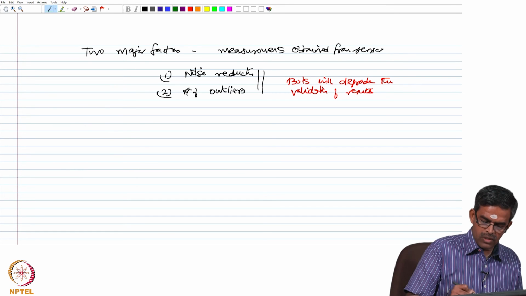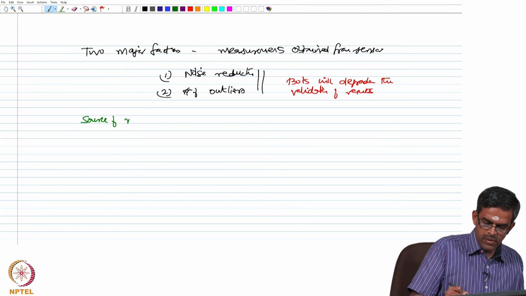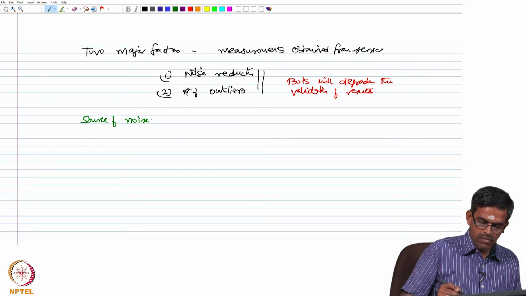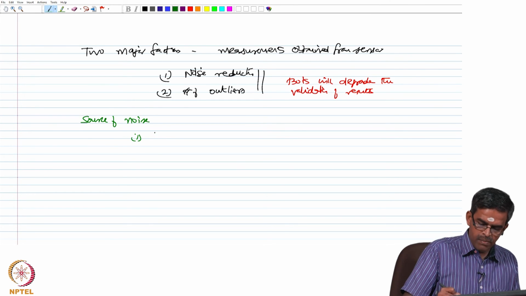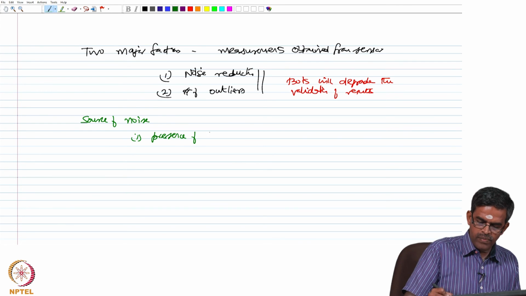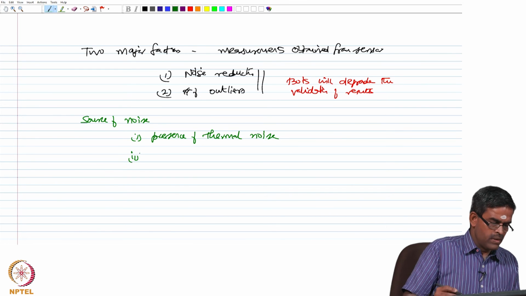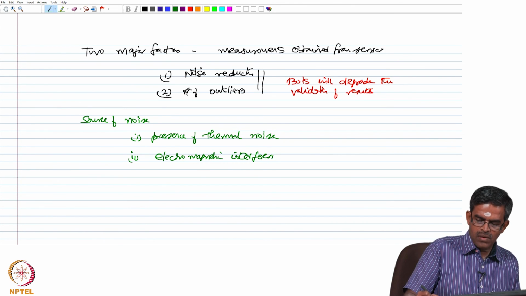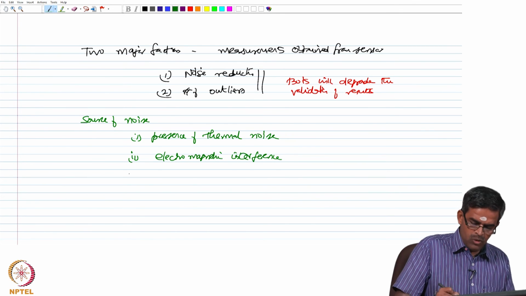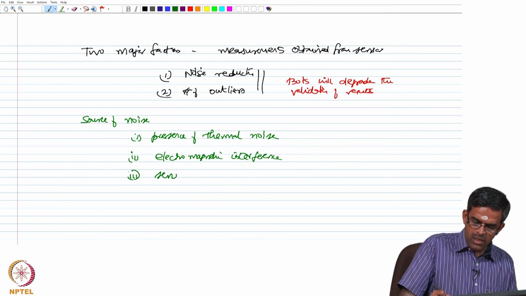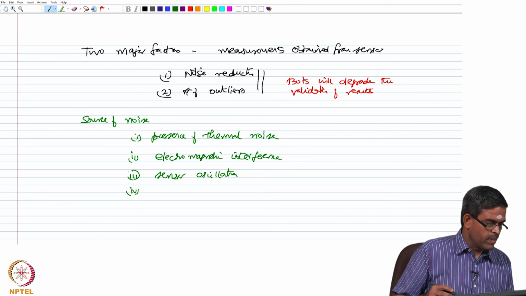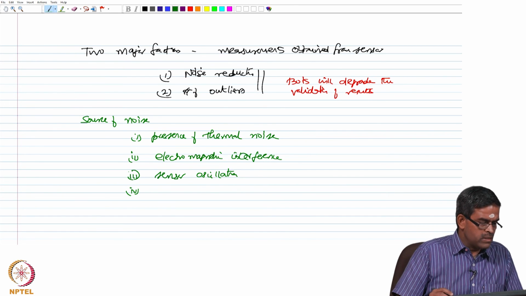Now, interestingly, the source of noise may arise from various factors. One, presence of thermal noise coming from the temperature variation. It can be electromagnetic interference, it can also be due to sensor oscillation if it is not firmly fixed. It can be due to quantization of the noise.